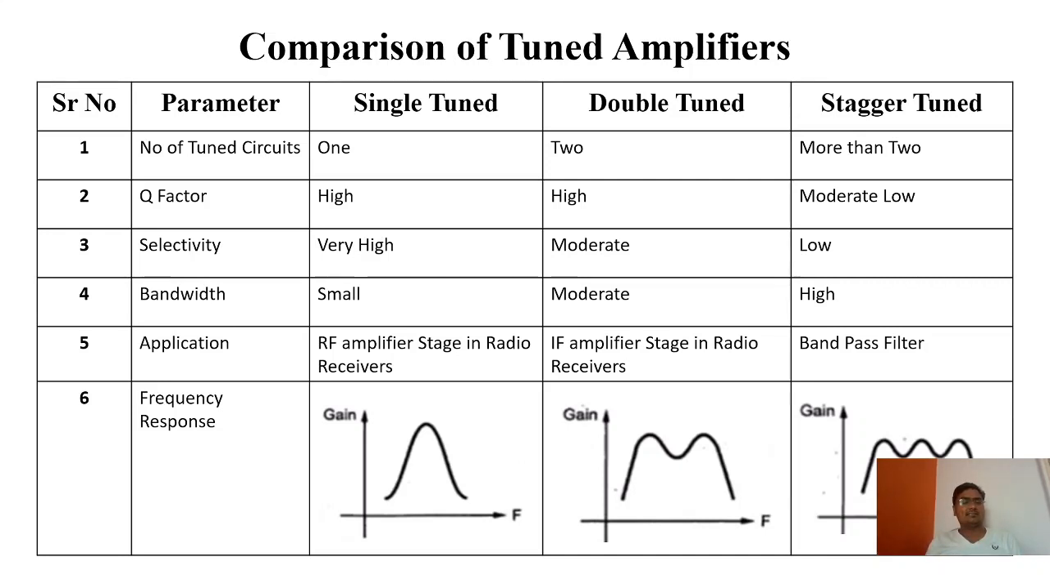And lastly, as a sixth parameter, I am comparing their frequency responses. Look at this. In the frequency response of a single tuned amplifier, there is one spike, one resonant frequency. A double tuned amplifier has two resonant frequencies, and a stagger tuned amplifier has as many resonant frequencies as you want. You connect stages, you will get that. So this is how the stagger tuned amplifier works, and this is the actual comparison of all those amplifiers that we have studied.